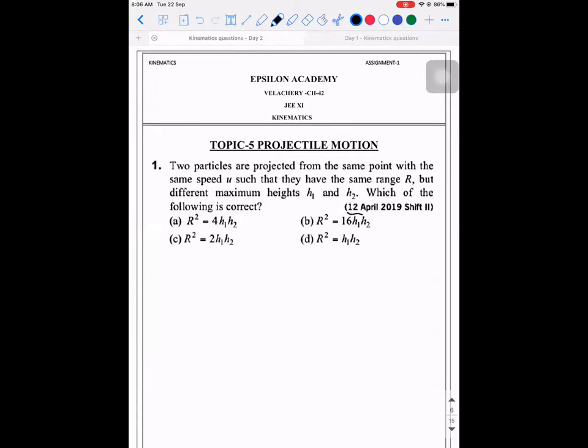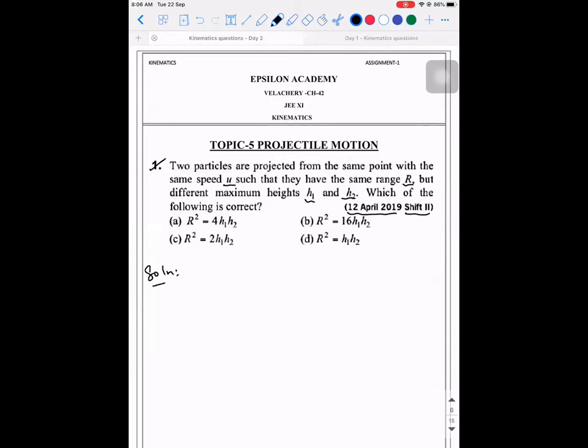So there is a 2019 shift 2 question. Observe. There are two particles that are projected from the same point with the same speed u, such that they have the same range r, but different maximum heights h1 and h2. Which of the following is correct? Very simple. So it's the last concept that we discussed.